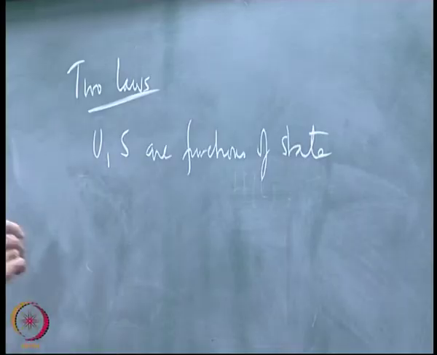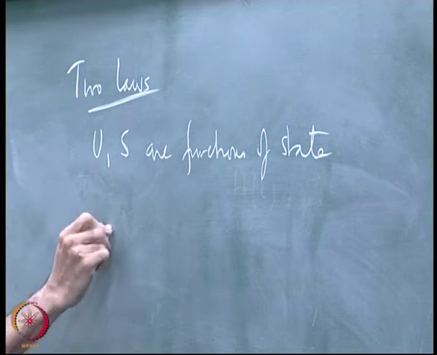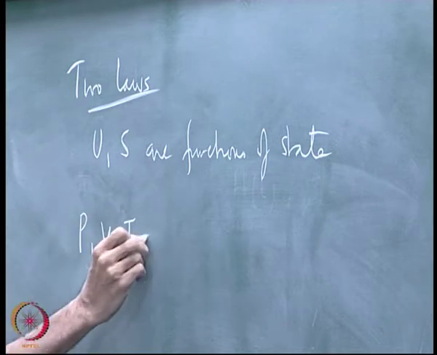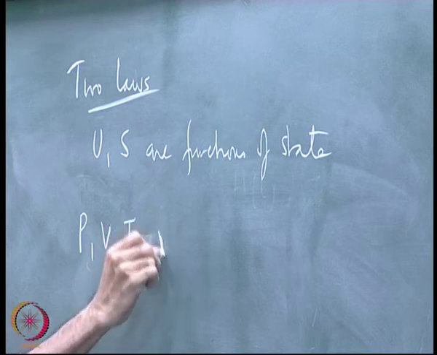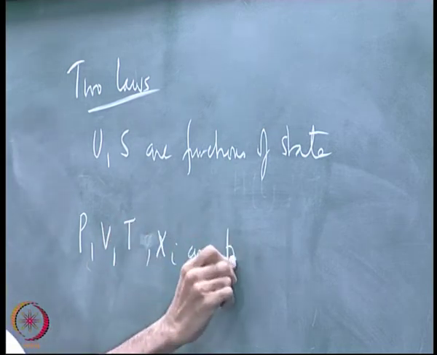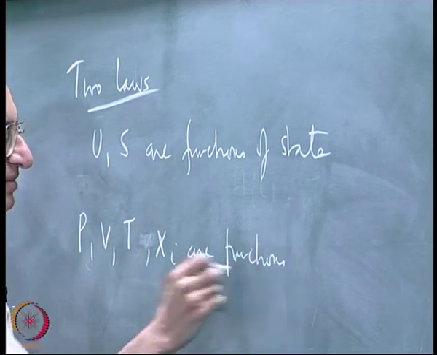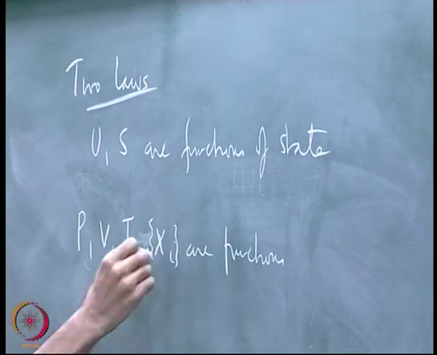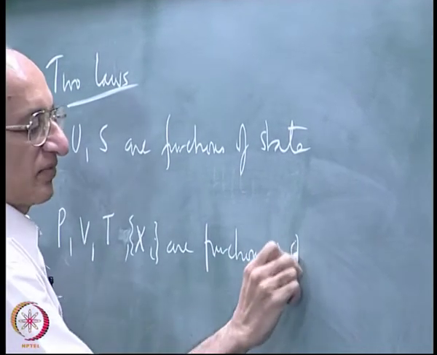So far nobody has found out anything except by adding, subtracting. Now you can do U minus TS, you can do U plus PV minus TS, you can play games. You already know some functions of state, that is, these are known to be functions of state. Composition are functions of state. This is mole fraction, I will say the set of compositions are functions of state.